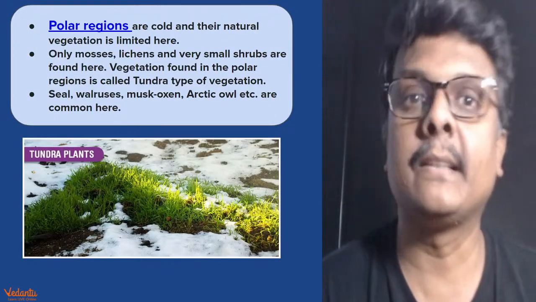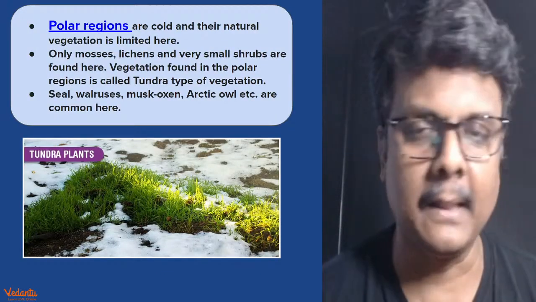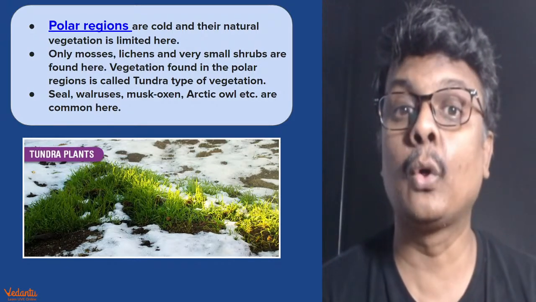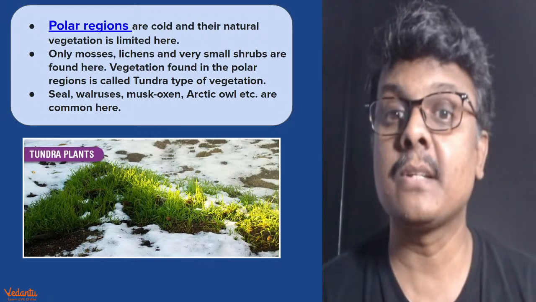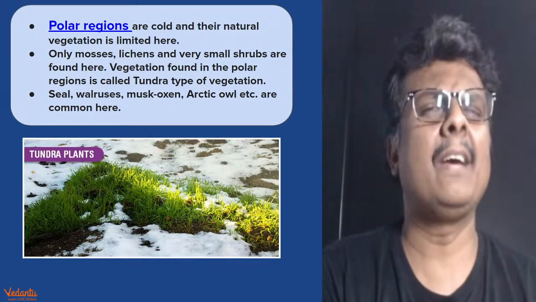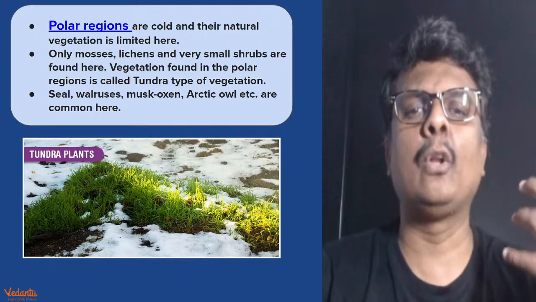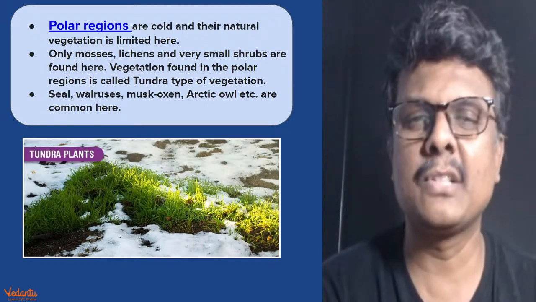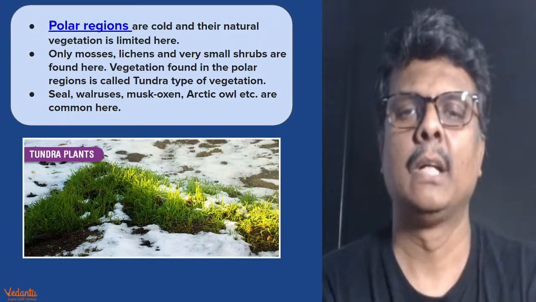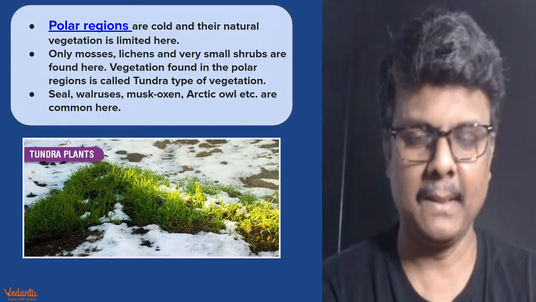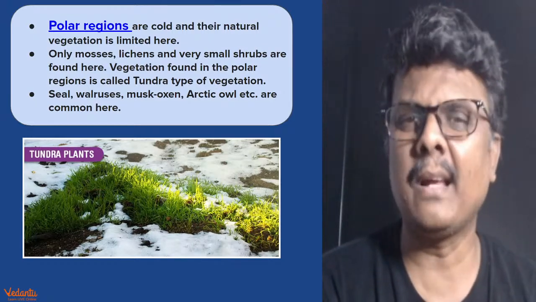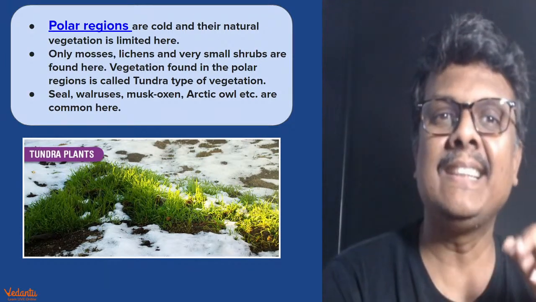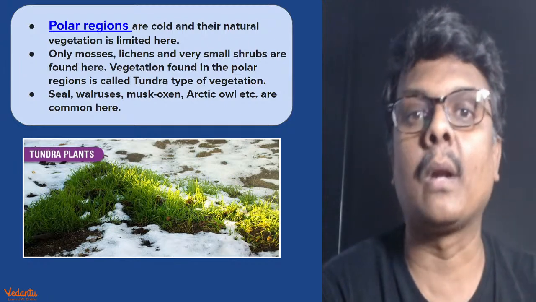Now, polar regions. Guys, the last part before we jump into a Menti. Polar regions are cold and the natural vegetation is limited. Alright, they are very cold, guys. So not much scope for trees to grow. Mosses, lichens, small shrubs, they are found. Look at the examples. I mean the picture. Tundra, these are herbs and shrubs, guys. Typically, so vegetation found in the polar region is called tundra.